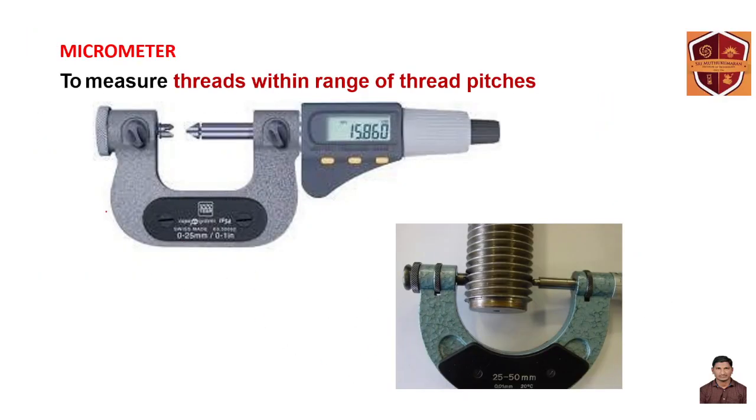See, this is the digital micrometer. This is the normal micrometer. By using this micrometer, you can easily find out the thread thickness.